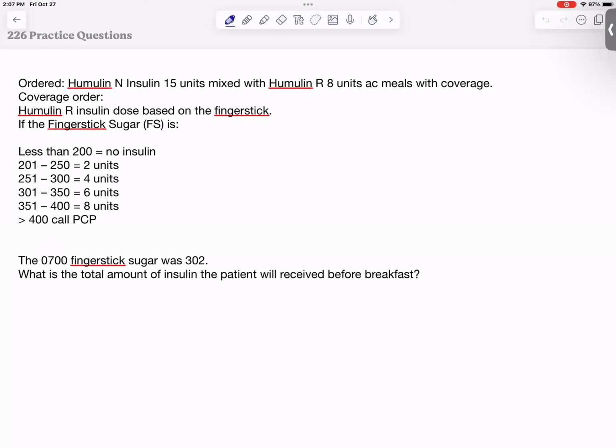All right. Well, I always look at everything the same, because if I ever get confused or feeling overwhelmed in a question, I always go back to my basics and start from the beginning. So I'm looking at my order. I always start with my order, and I see the order is for Humulin R 15 units mixing with Humulin N 15 units, and Humulin R 8 units before meals with coverage. So there's one part of my order. Then there's a second part of my order, and that is the finger stick coverage. So no matter what, I have to give the 15 units and the 8 units.